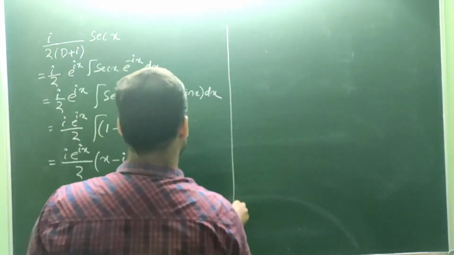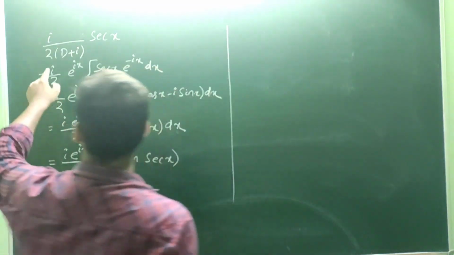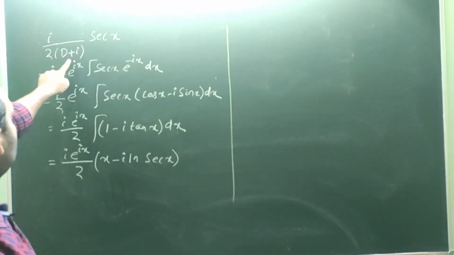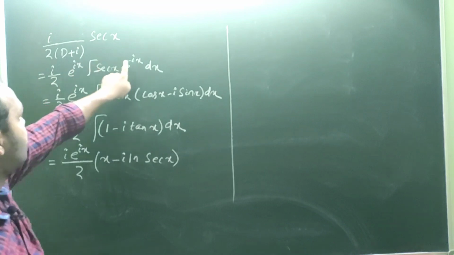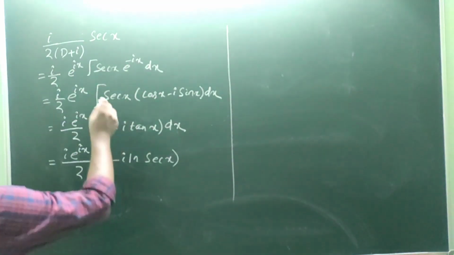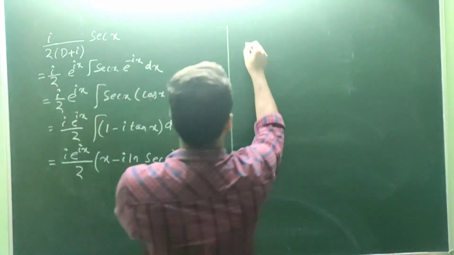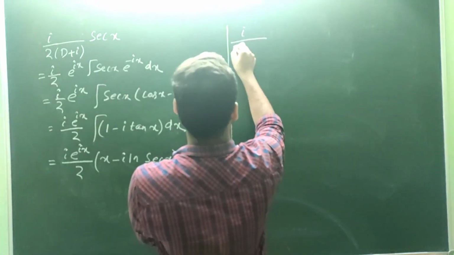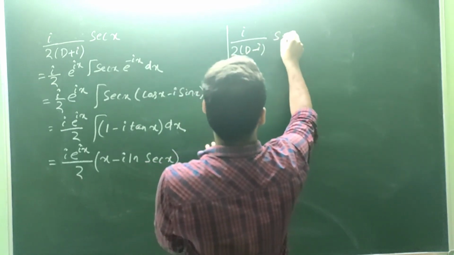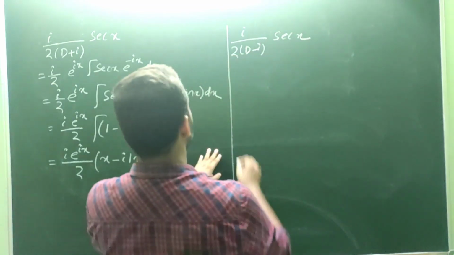And for the second term, there will be minus i here. Only one difference is there, minus i. You can simply put minus i here, but here plus i, and everything will be the same. No, sorry, let me do it again. 1/(i/2) times (D minus i) on sec x.